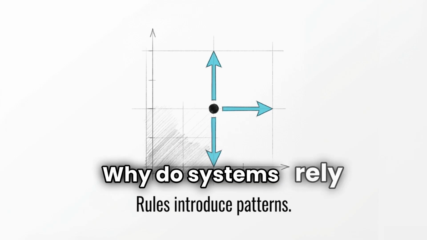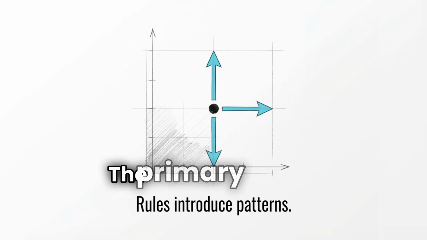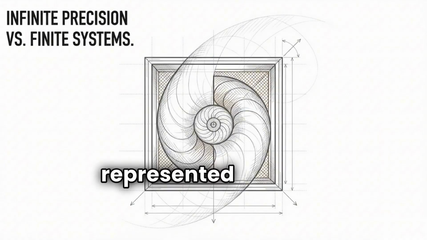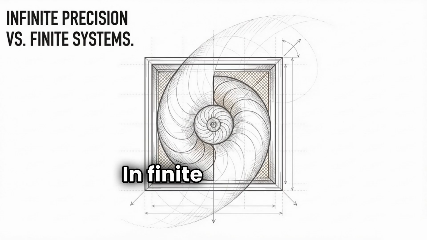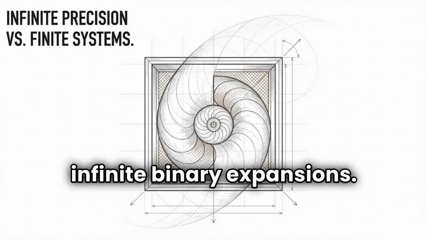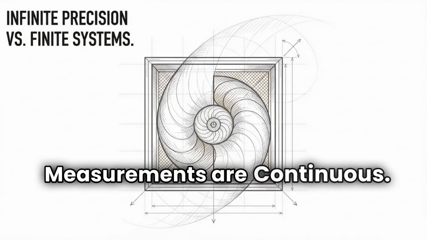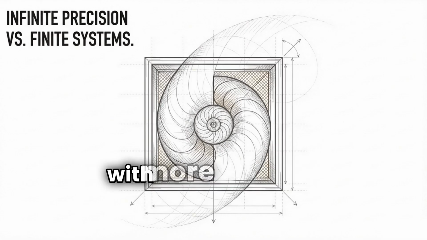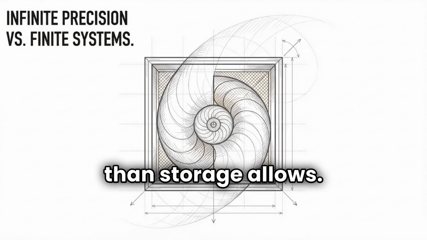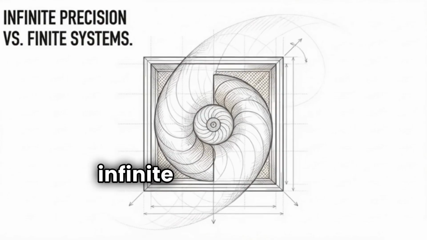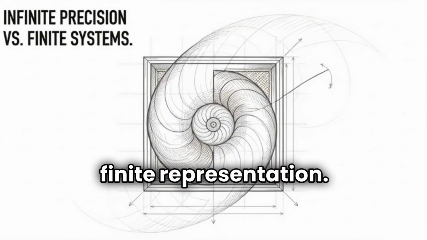These rules matter because rounding errors are not random unless explicitly designed to be. Why do systems rely on rounding? The primary reason is that most real-world values cannot be represented exactly in finite systems. Decimals often have infinite binary expansions. Measurements are continuous. Computation produces intermediate results with more precision than storage allows. Rounding is the mechanism that reconciles infinite precision with finite representation.